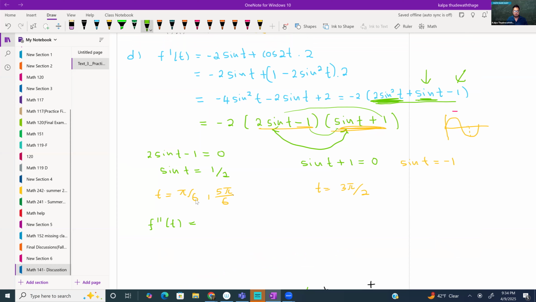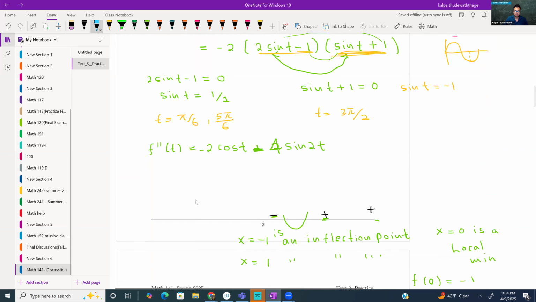To take the second derivative, I'm going to use this one. So it's 2 cosine t, but it's minus. And if you take the derivative of this, it's like negative 2 sine 2t, but you have 2 here, so it becomes 4. Cosine derivative is minus sine 2t times 2. 2 times 2 will be 4. Okay, right. Now I found 3 critical points within 0 to 2 pi.